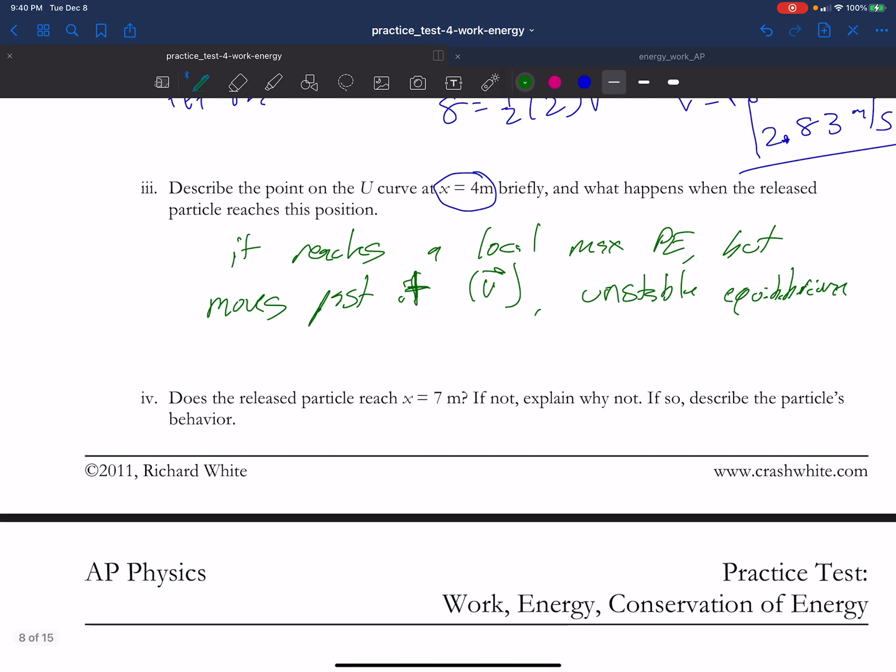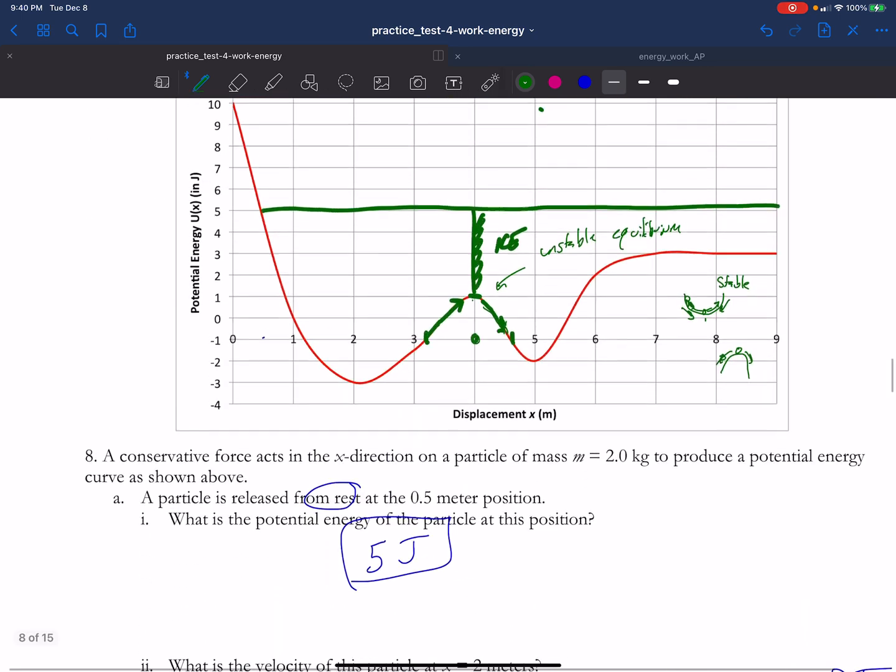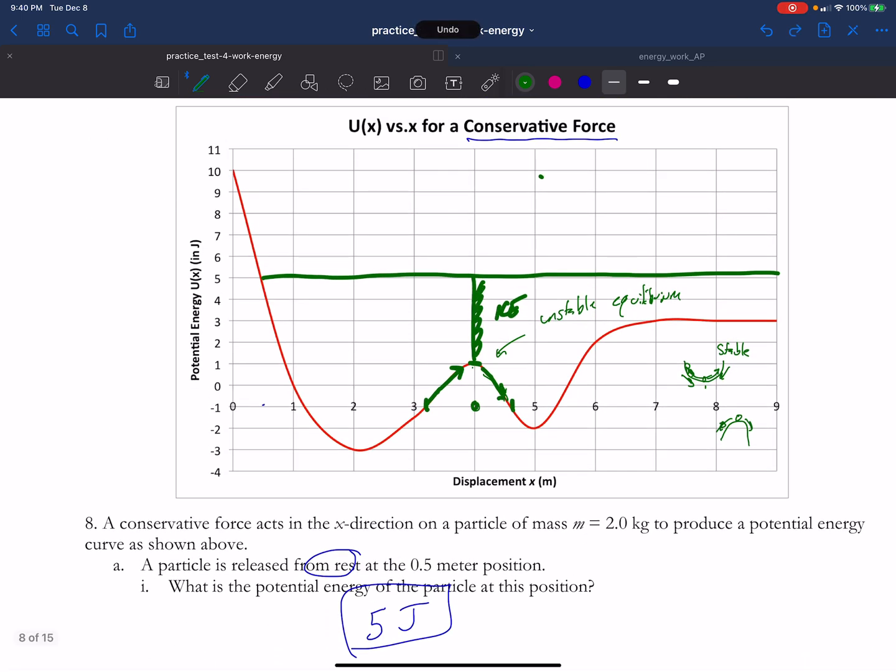Does the released particle reach 7 meters? Let's go back up. Now we're looking at this position right here. Does it reach this position? Well, what's happening at this position is that it certainly has KE at this position. It was rolling up again.